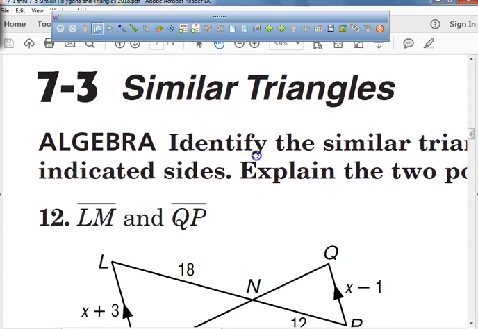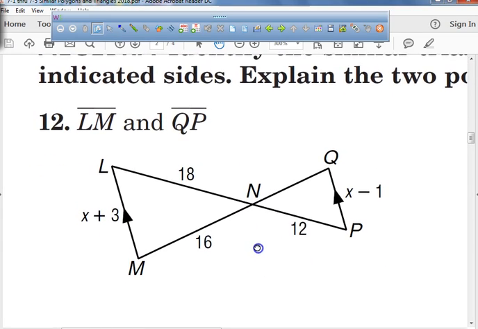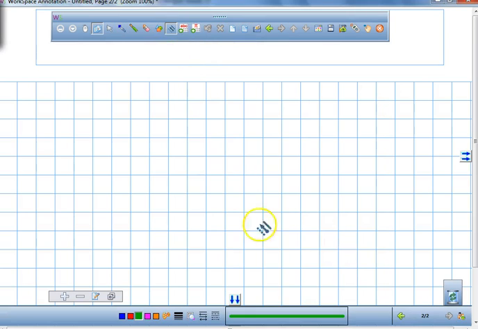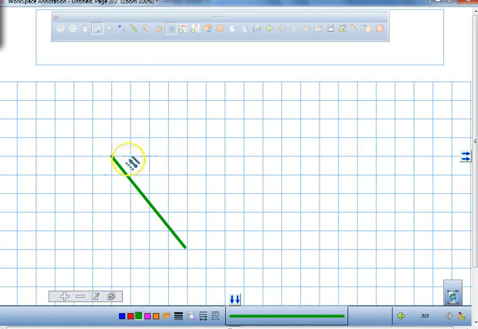All right, today what we're going to be talking about specifically is not just similar polygons, but similar triangles. So I'm going to show you guys something real quick. You guys don't have to do this, I'm just going to make a couple of parallel lines. So this one goes down 1, 2, 3, 4, 5, and over 4.